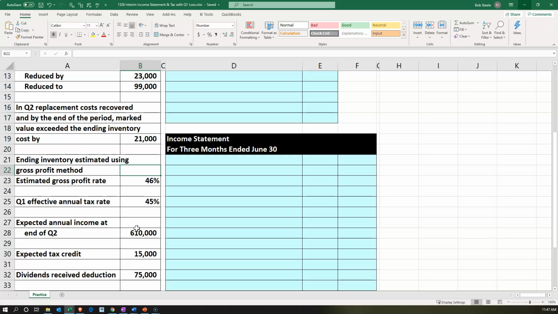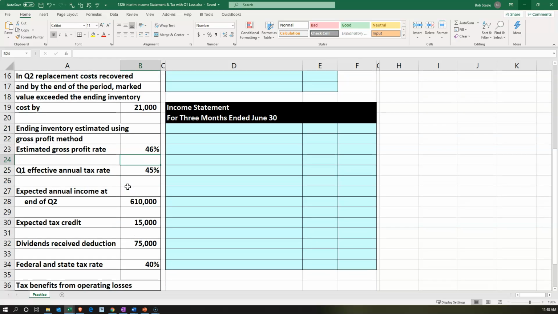So then we have the ending inventory estimated using the gross profit method. Estimated gross profit rate is going to be 46%. So once again, the ending inventory is estimated using a gross profit method. So we're going to use the gross profit method to estimate the ending inventory, and the estimated gross profit rate in order to do that was the 46%. Then we have the Q1 effective annual tax rate, which is going to be 45%. So that's what the effective annual tax rate was in the first quarter, Q1.